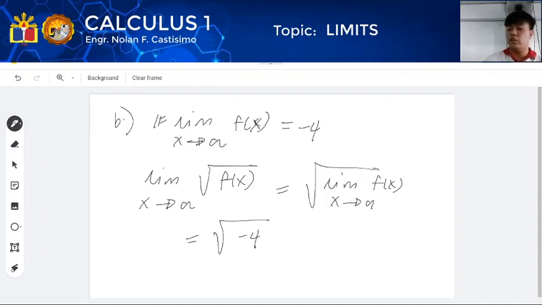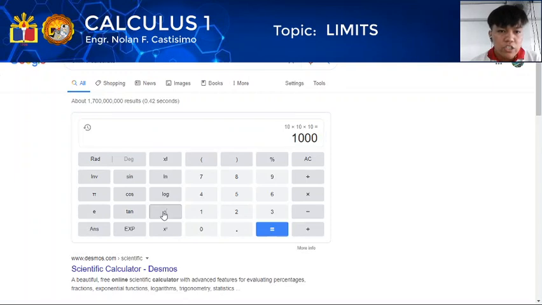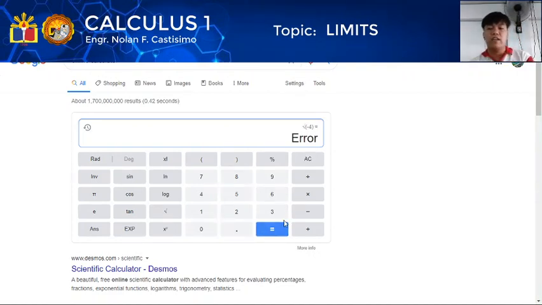So, try natin i-calculator yan. Try nga natin i-calculator. Square root of negative 4. Tingnan natin kung may lalabas. Equals error. Diba? Error siya. Kasi nga, radical could be 0 or a positive number only.